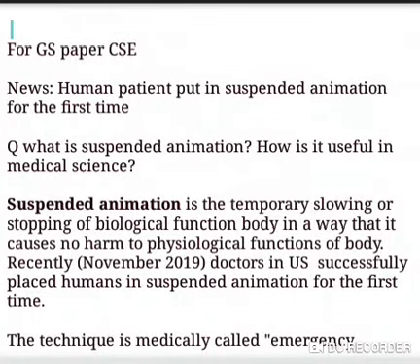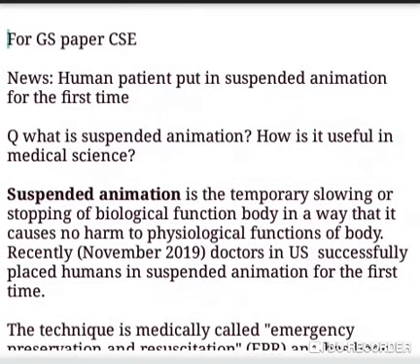This is revolutionary news from medical science. A human patient has been put in suspended animation for the first time. Suspended animation is a technique in medical science in which the patient is first of all made dead by lowering the body temperature, and after some time the patient is restored to the normal state again.